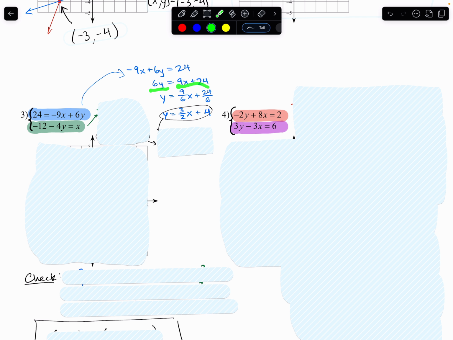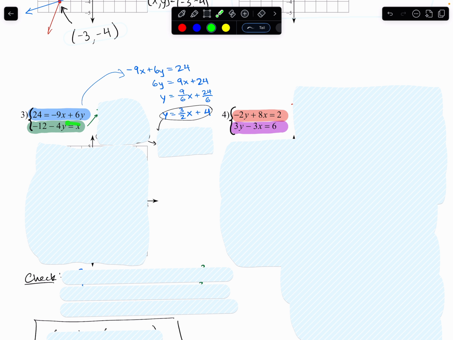So if I divide both sides of this equation by 6, we'll get y on the left, and then we can divide each term by 6 on the right side. And that 9/6 reduces to 3/2. And then 24 divided by 6, that's a whole number, that's 4. So all that work, now we have our blue equation in slope-intercept form, so we can graph it.